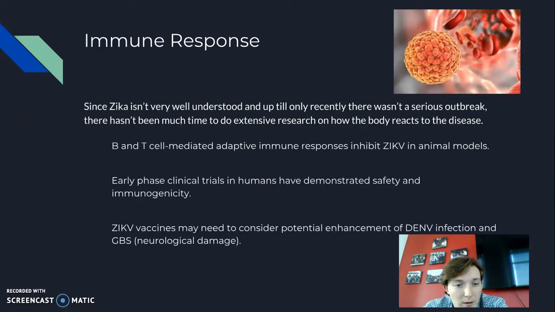Some of the things that we know right now: B and T cell-mediated adaptive immune responses inhibit ZIKV in animal models, which means that humans and non-human primates are the primary sources of infection for this virus. They don't work well in other animals. Early phase clinical trials in humans have demonstrated safety and immunogenicity. And then the ZIKV vaccines may need to consider potential enhancement of DENV infection, which is just dengue. And then the GBS neurological damage can be more intense with these vaccines.